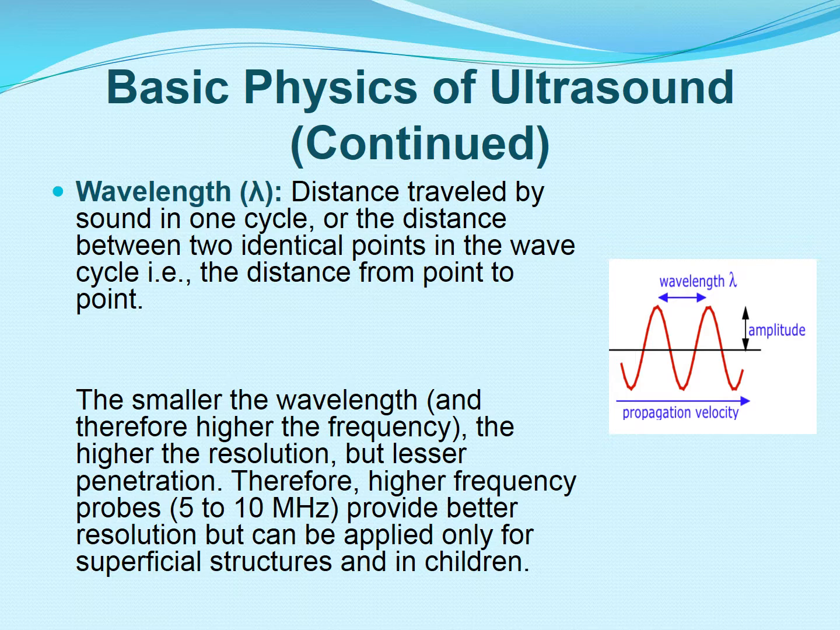But there is less penetration. Therefore, higher frequency probes, 5 to 10 megahertz, provide better resolution but can be applied for only superficial structures and in children. Lower frequency probes, 2 to 5 megahertz, provide better penetration with lower resolution. They can be used for deeper imaging structures.